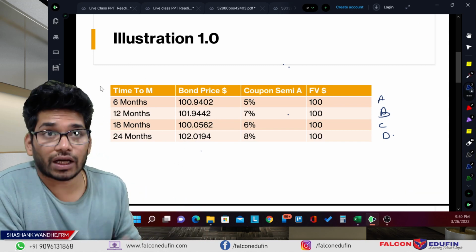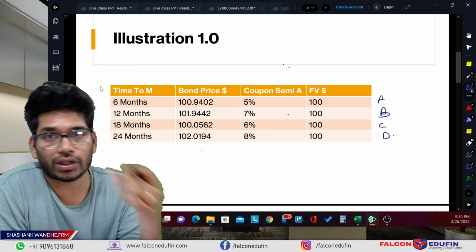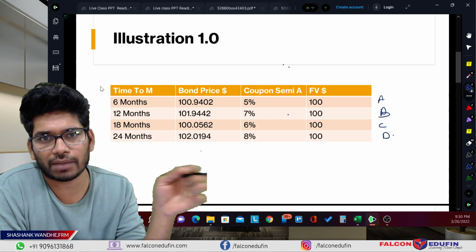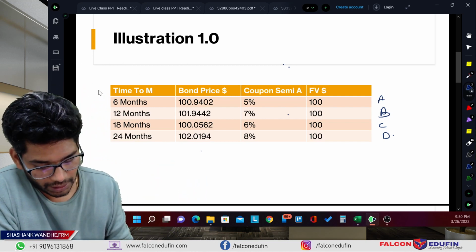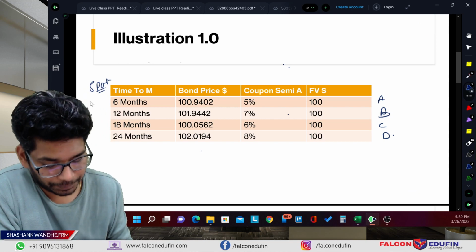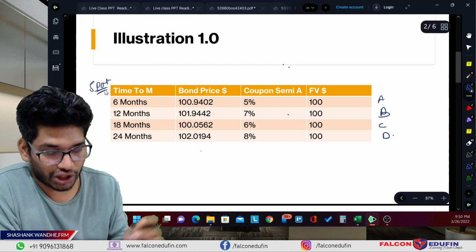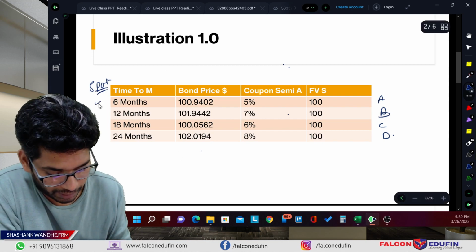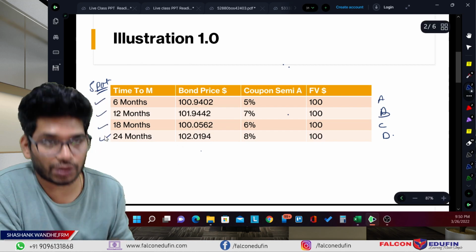Now, what's happening here? What is the purpose of using this information, and how do we construct the term structure? Term structure is very simple. It is the spot rate applicable for multiple years. So using this information, we will construct the spot term structure, and in this we will calculate the spot rate applicable for 6 months, 12 months, 18 months, and 24 months.